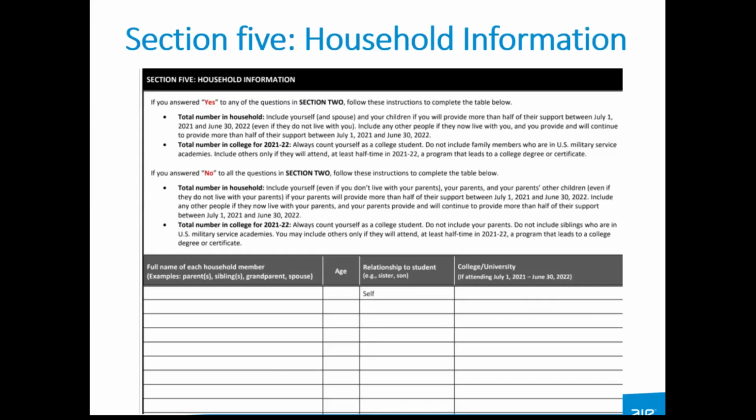Next is the household information. The household information is very similar, with the main difference being they're asking for the names of the household members, but that same rule applies. The first one is for the student, and they're also asking for the age of the person. So household members, their names, their age, their relationship to the student. And it's the full name of the household members.